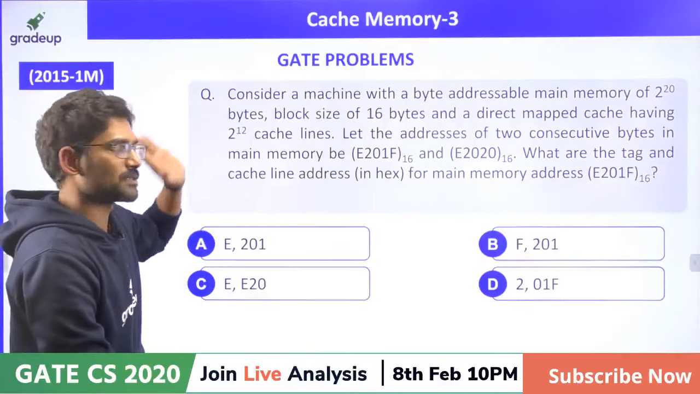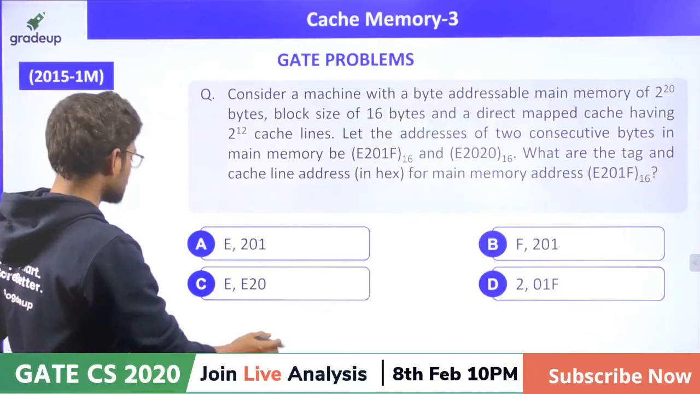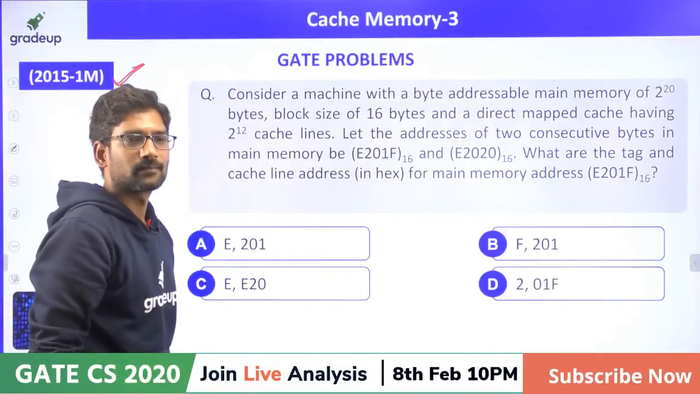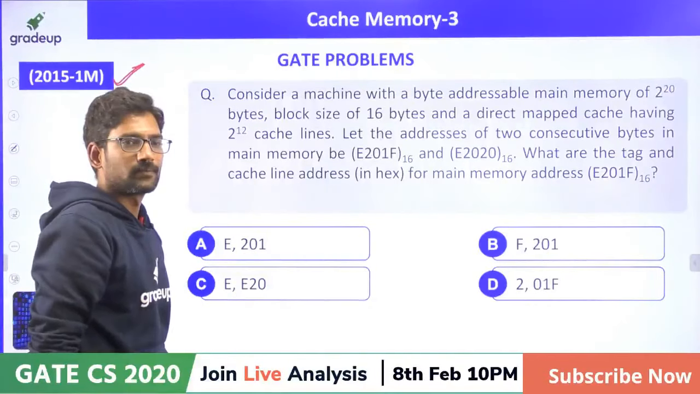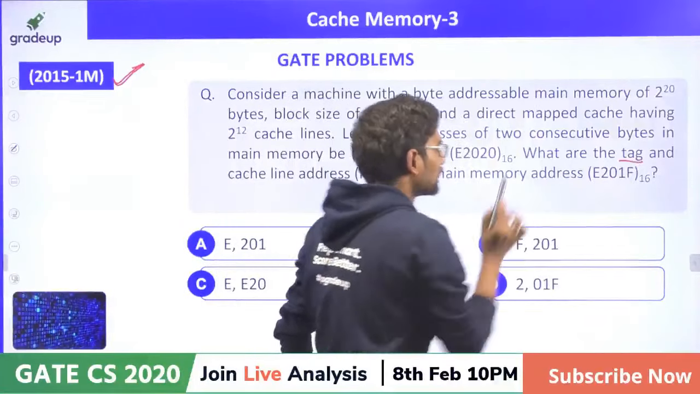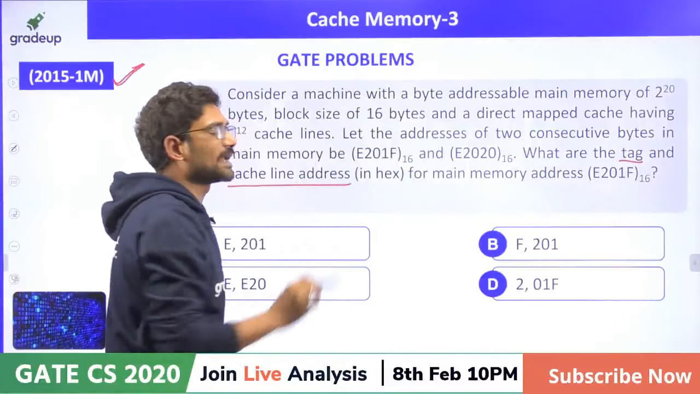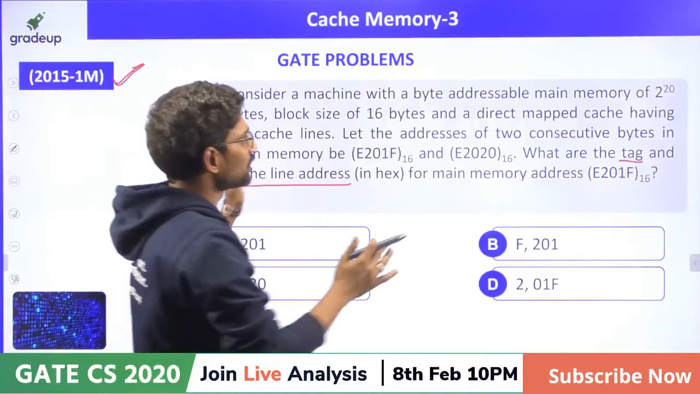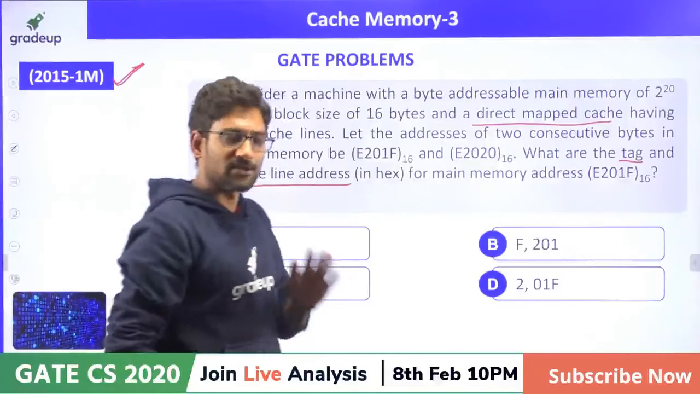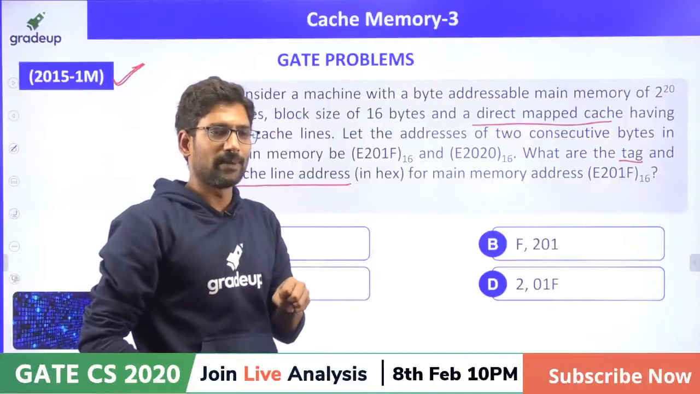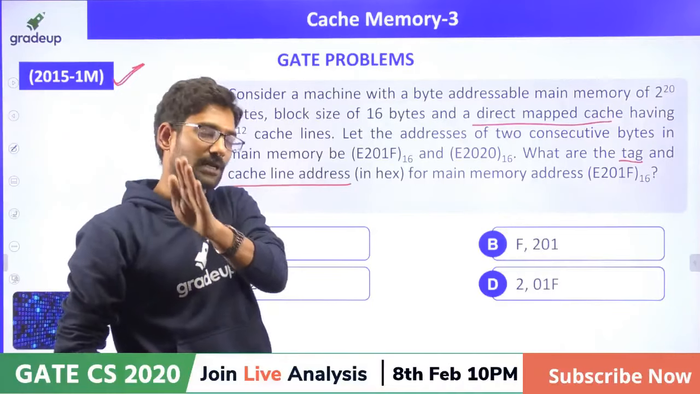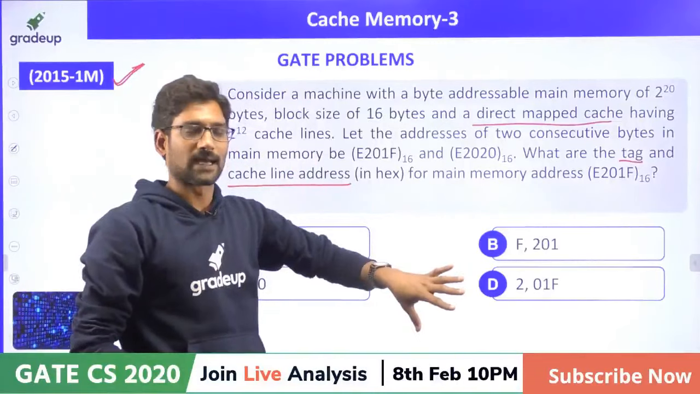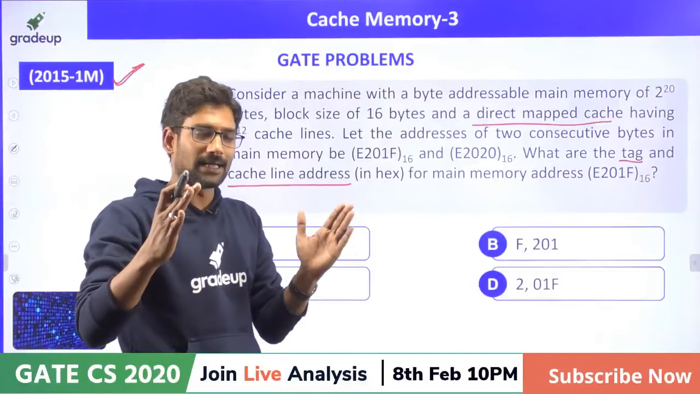Okay. Now, please take a snap of this question. It is a 2015 GATE question for 1 mark. Take a snap of this question. He is asking what are the tag and cache line address. So what you have to do? First, it is also a direct mapped cache. First find out how many tag bits. First you should come for word: how many word bits, how many line bits, how many tag bits. You will get that in bits.